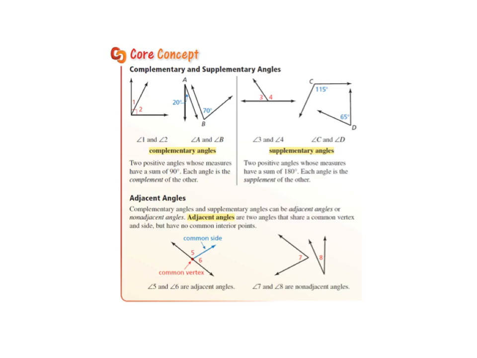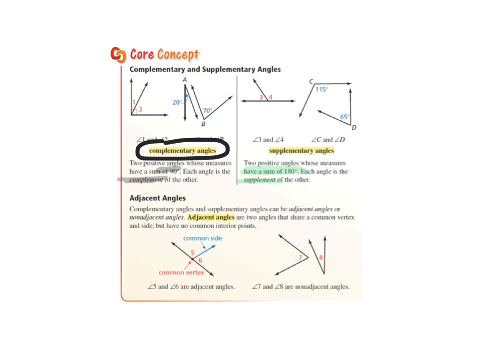The first one is complementary angles. And you might have learned in 8th grade that complementary angles are two angles that add up to 90 degrees. And each angle is called the complement of each other. So they add up to 90 degrees. Supplementary angles, on the other hand, are two angles that add up together to equal 180 degrees, and each angle is called the supplement of each other.